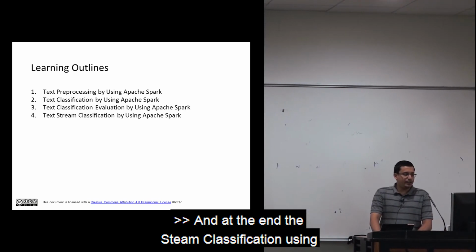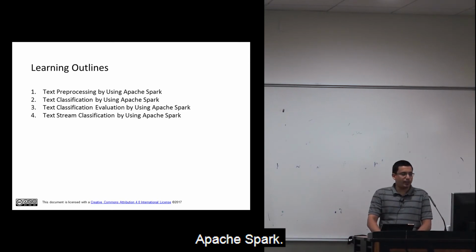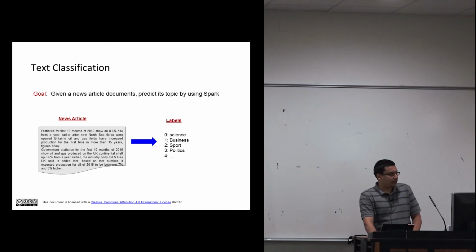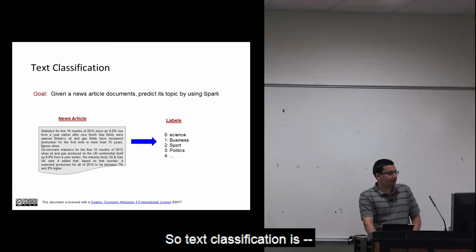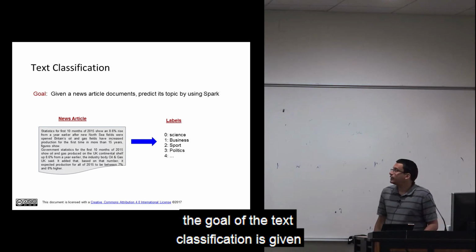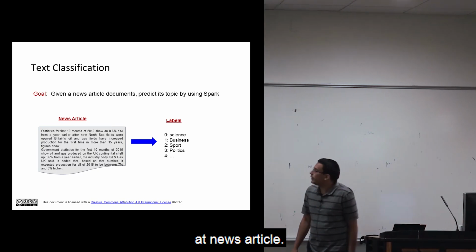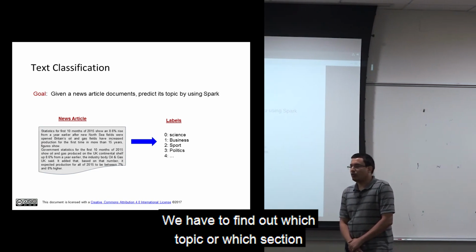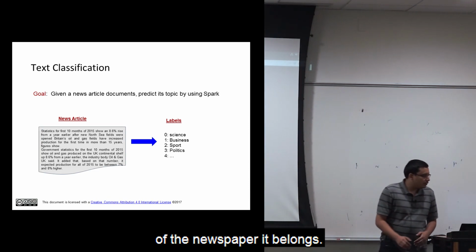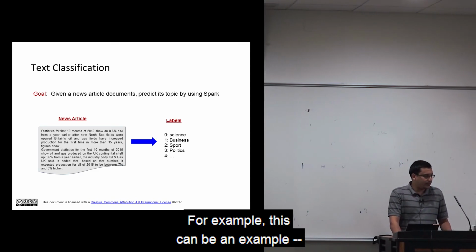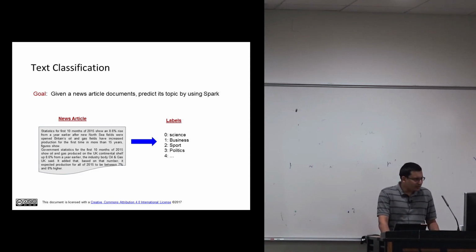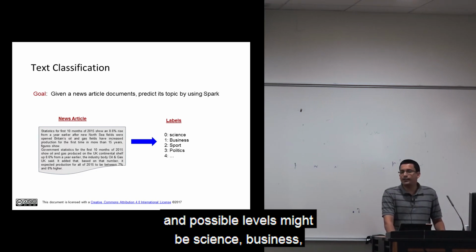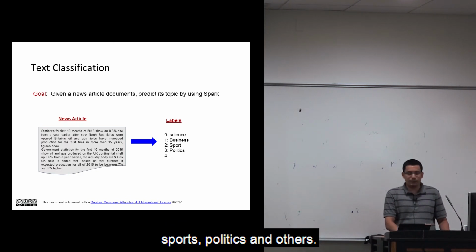And at the end, stream classification using Apache Spark. The goal of text classification is, given a news article, to find out which topic or which section of the newspaper it belongs to. For example, this can be an example news article, and possible labels might be science, business, sports, politics and others.